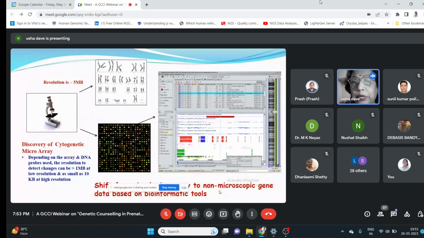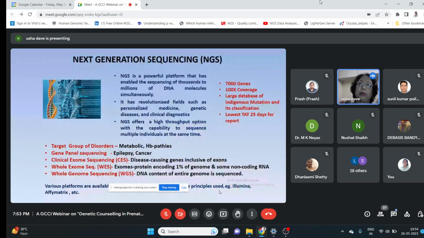In the case of intellectual disability, it was a very important milestone in diagnosis. Not only that, the ACMG guidelines also came and started. Now microarray is important. Nevertheless, karyotype is a gold standard. Then next generation sequencing came.